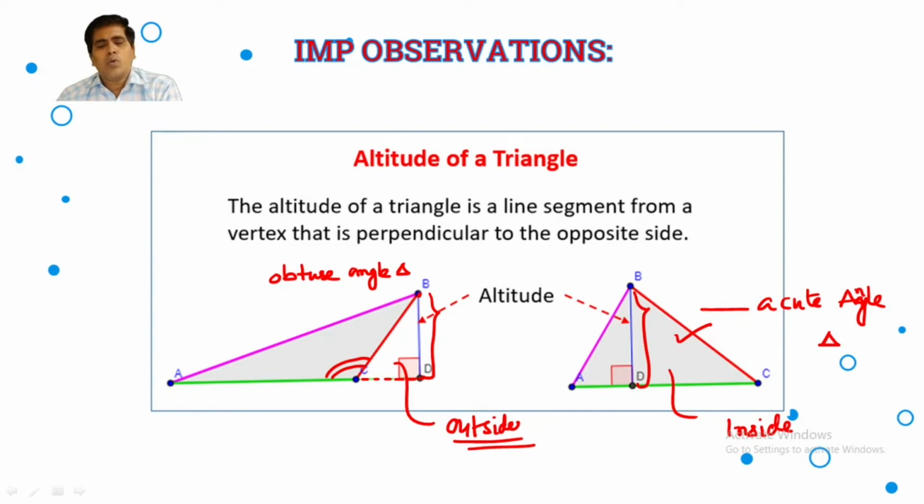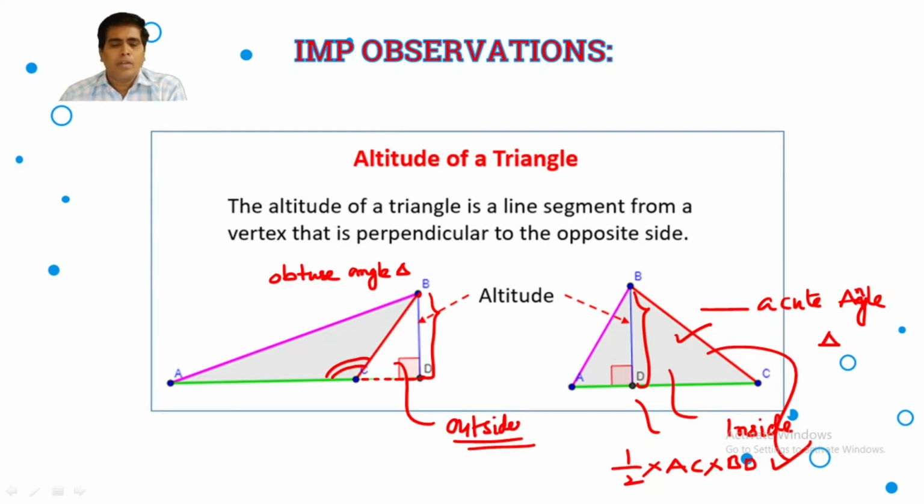Now, how to calculate the area for both the triangles? For this triangle, half into base. Base I am taking as AC, and height. For AC, what is the perpendicular? The corresponding perpendicular, the corresponding height I am taking, is BD. So this is the way we will calculate the area of the triangle. For this triangle, half into AC into BD.